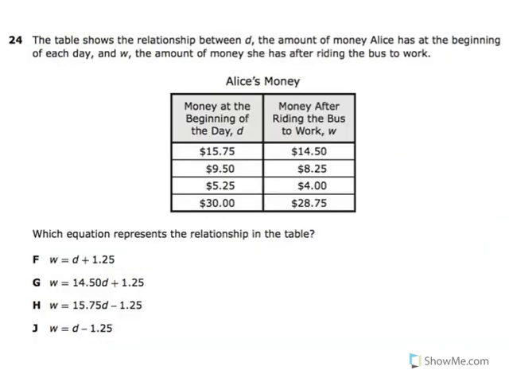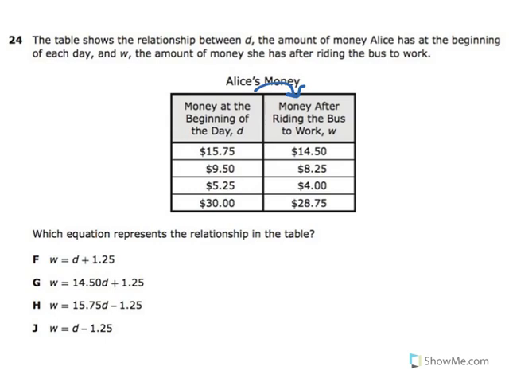The table shows the relationship between D, the amount of money Alice has at the beginning of each day, and W, the amount of money she has after riding the bus to work. Which equation represents the relationship in the table? So I'm asking, what am I doing to D to get to W? I need to figure out what I am doing. Looking at my D and then my W, I notice that my numbers are getting smaller.